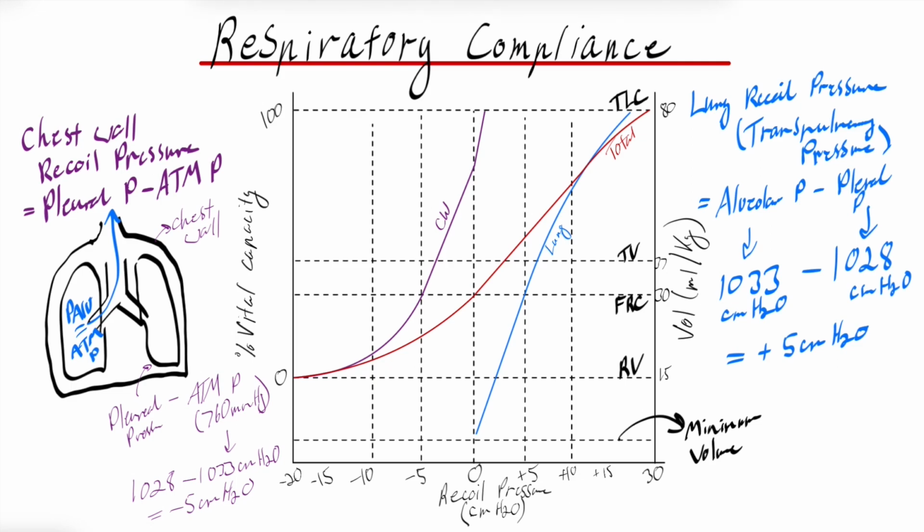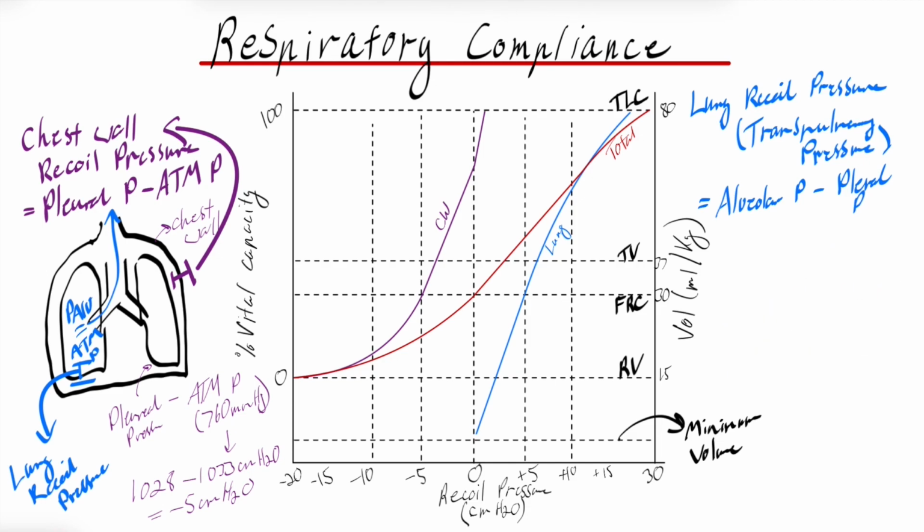Now, for the chest wall recoil pressure and the lung recoil pressure, to figure out their recoil pressures, you're just trying to figure out the pressure gradients between either side of what you're measuring. So for the chest wall, if you look at this diagram here, we just want to know the pleural pressure and then the atmospheric pressure on the outside. For the lung recoil pressure, you want to know what's happening within the lung parenchyma. So you go to the alveolar pressure and the intrapleural pressure. And that's what gives you the recoil pressures, that driving gradient between those two pressures.